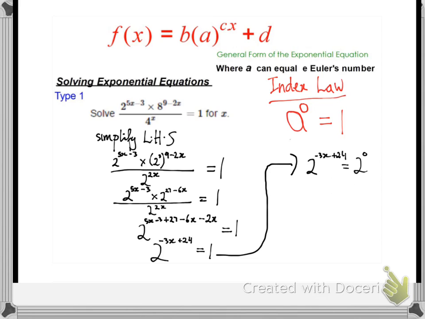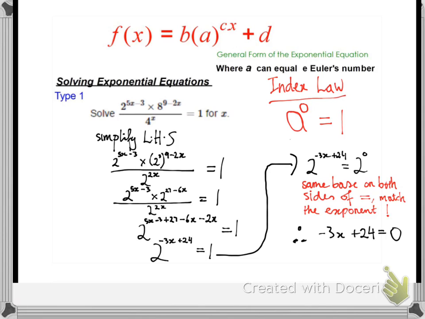And when you get to that situation, the left-hand side and the right-hand side look the same. They've both got the same base number 2. On the left-hand side the exponent is a function of x, and on the right-hand side it's a value. So for same base numbers on both sides of the equal sign, we're going to match the exponents. We can only do that if you've got an exponential number equals an exponential number with the same base number. Therefore, minus 3x plus 24 has to equal 0, and from that we can solve for x. So that is the first approach to solving exponential equations, our type 1 equation.